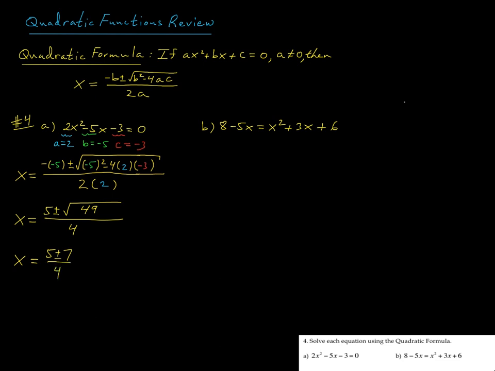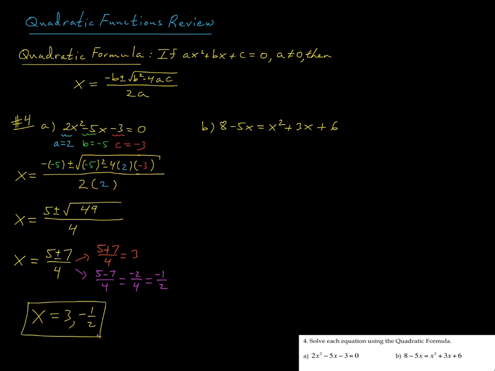7. And so now simplify that by considering each case. So for the positive sign, I have 5 plus 7 divided by 4, and that is 12 over 4, which is 3. And then using the negative sign, we'll get 5 minus 7 over 4. And this is negative 2 over 4, which simplifies to minus a half. Okay, so then our solutions are x is equal to 3 and minus a half.